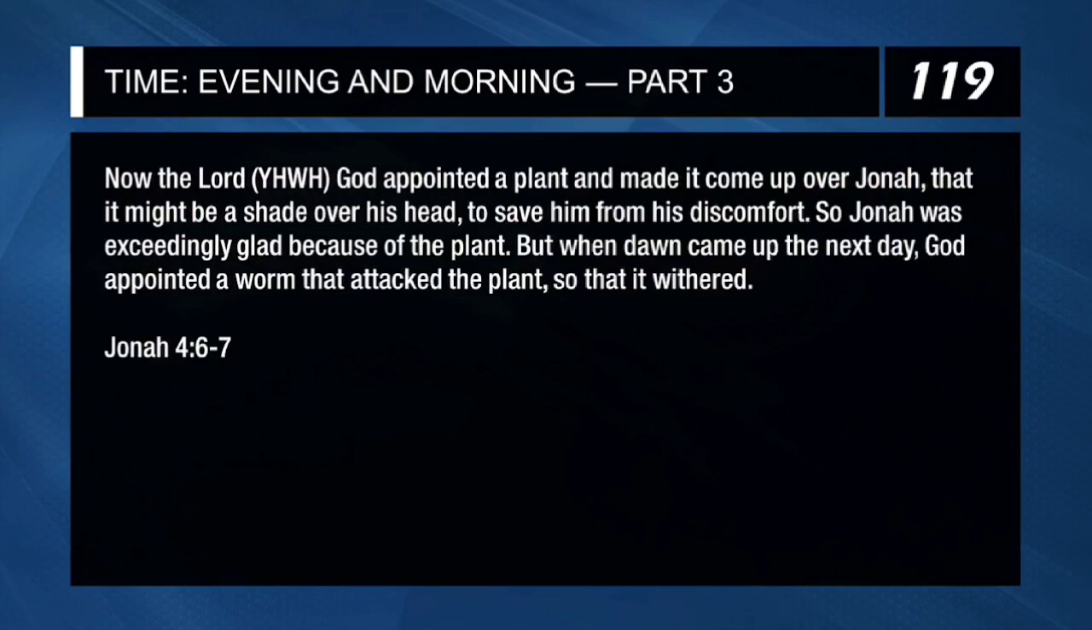Jonah chapter 4. "Now Yahweh God appointed a plant and made it come up over Jonah, that it might be shade over his head, to save him from discomfort. So Jonah was exceedingly glad because of the plant. But when dawn came up the next day, God appointed a worm that attacked the plant, so that it withered." Here it is argued that when dawn came up, that it defined the next day. First of all, it does not state that dawn defines the next day. It states that when dawn came up, it was the next day.